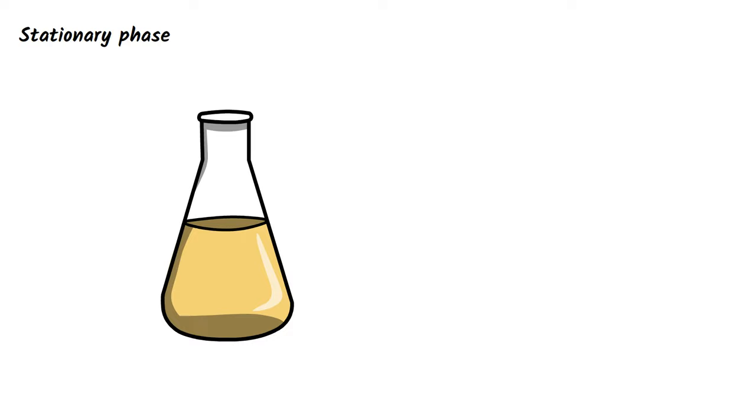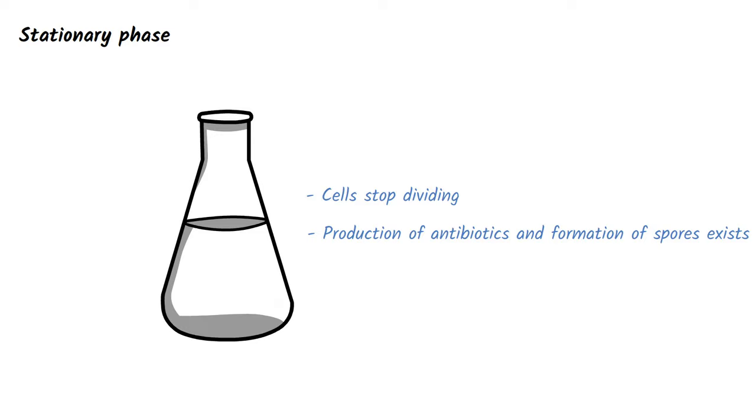Then comes the stationary phase. The exponential phase cannot be continued forever, as the nutrients in the medium exhaust after they are completely utilized. In the stationary phase, the cells stop dividing. However, the production of secondary metabolites like antibiotics and formation of spores still exists.